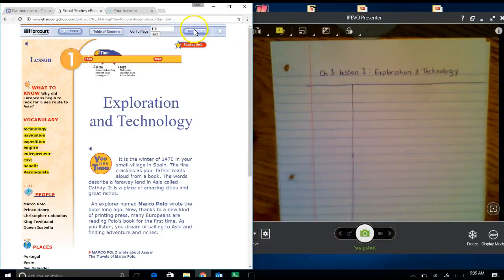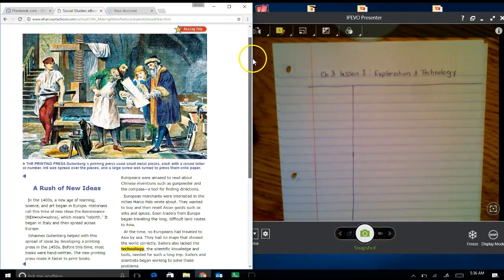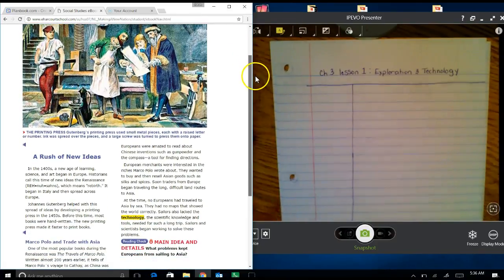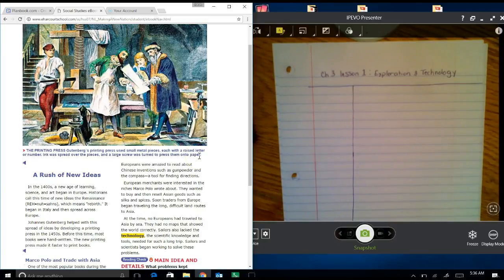Okay, then to switch to the next page, if you didn't know that yet, you click the next. All right, our next title is A Rush of New Ideas. Now, I noticed from looking at here, we have the printing press. The printing press seems to be something that's pretty important.